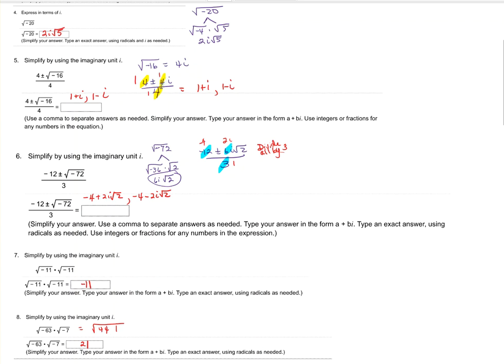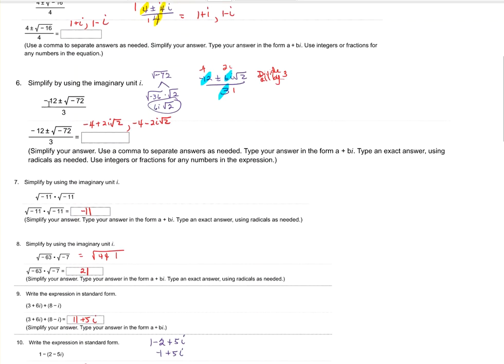Always look to see if all three of these numbers can be divided by something. Well, in this case, they can all be divided by the 4. So we end up with 1 plus or minus i over 1. So we don't have to write that over 1. And we have these two as our solutions.